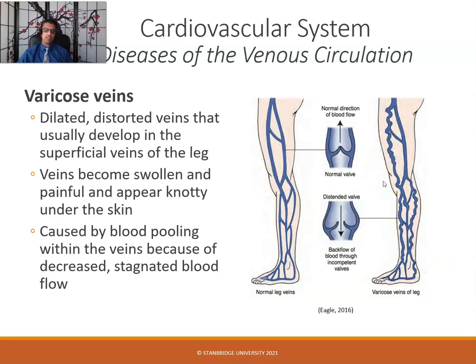There's varicose veins. You've heard of varicose veins. They are dilated, distorted veins that usually develop in the superficial veins of the leg. Veins become swollen and painful and appear knotty under the skin, caused by blood pooling within the veins because of decreased, stagnated blood flow. Very common in nurses that do 12, 16-hour shifts, so they wear these compression hoses to help with circulation. Some of this is hereditary, so if your mom has varicose veins, unfortunately you might have a high susceptibility to that as well.